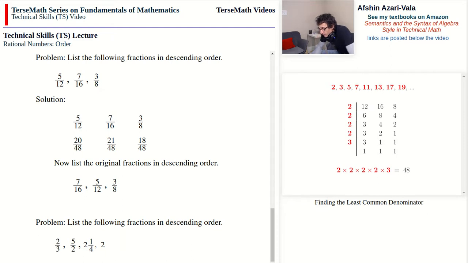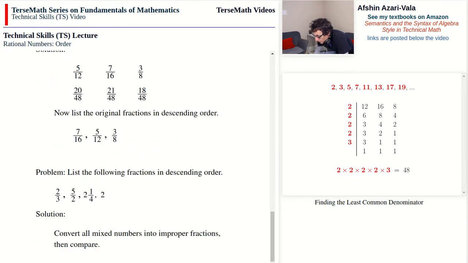Okay, the idea here is that there are two approaches. You can either convert all of your improper fractions to mixed numbers and then compare, or you can convert all of your mixed numbers and whole numbers to improper fractions and then compare. And we're going to take a look at both approaches here. So solution, the first one says that you can convert all your mixed numbers into improper fractions and then compare.